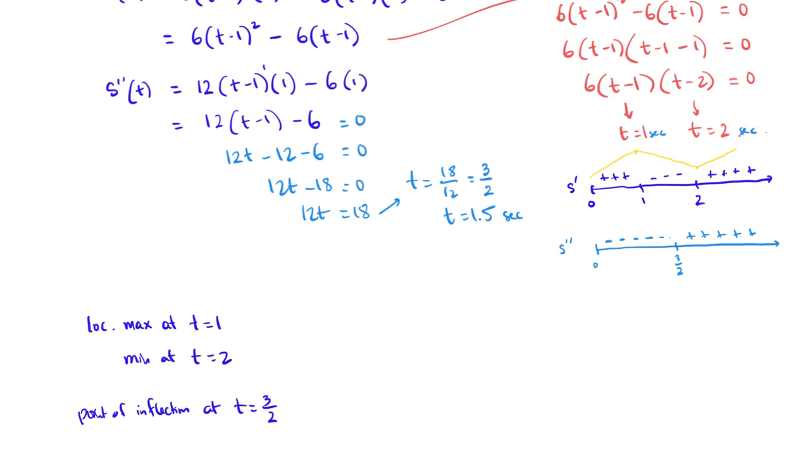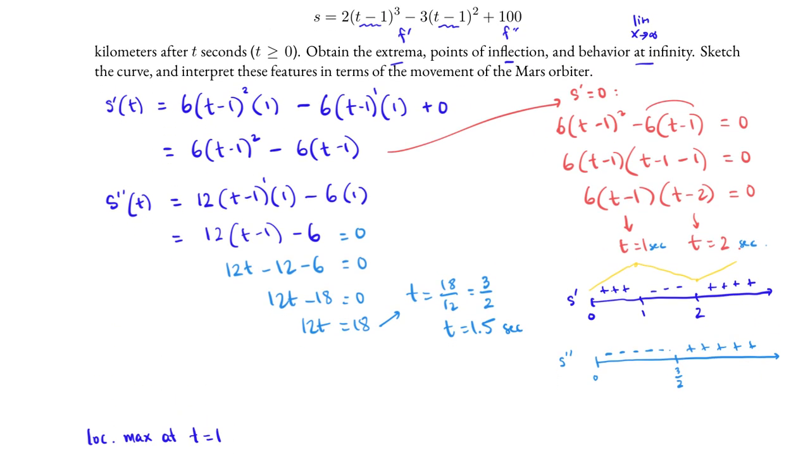Next, we will use the given function to obtain the distance. When t equals 1, s of 1 equals 2 times (1 minus 1) cubed minus 3 times (1 minus 1) squared plus 100. This is the given function s. 1 minus 1 is 0, we'll get 100.